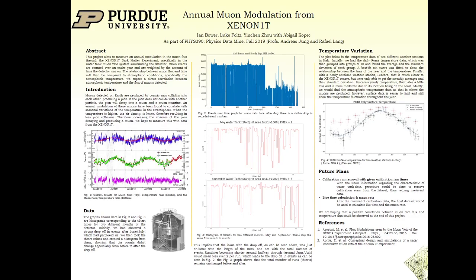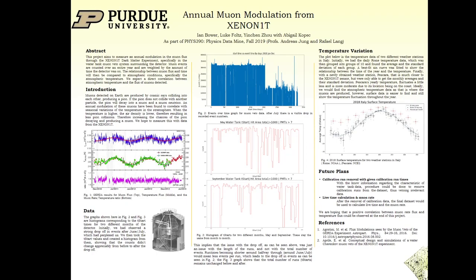Initially in Figure 2, we observed a strong drop-off in events after June and July, which had perplexed us. We then took the T-star values from May, which is before the drop-off, and September, which is after the drop-off, and created a histogram as shown in Figure 3. Figure 3 shows that the counts didn't change appreciably from before to after the drop.